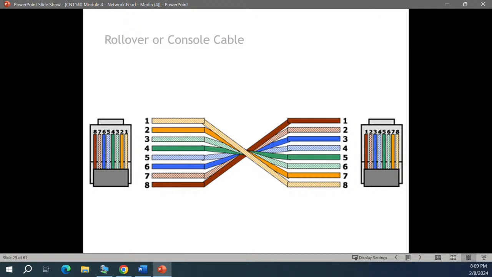Here, I'm going to look at it this way because it's easier. I find it easier on most of them to look at the flat side. So this one starts with a green. So what is it? T568A. This one starts with an orange. B, so it's a crossover. It's a crossover, okay?